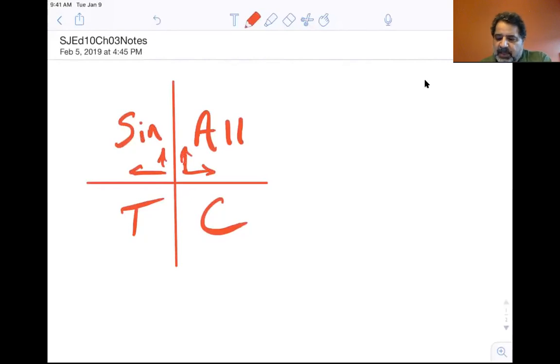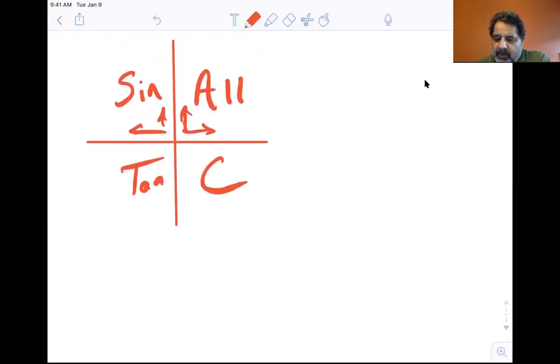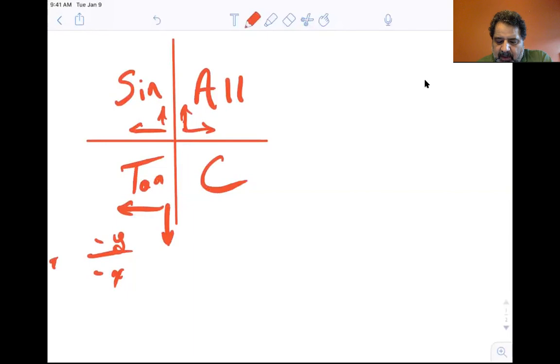So sine, all, what do you think the T stands for? Well, the tangent. You have the y is negative and the x is negative, but when you have a negative y over a negative x, you're going to get a positive. So the tangent of theta equals y over x. So the tangent ends up being positive. Guess what? The cosine is negative because the x is negative, and the sine is negative because of the negative x and negative y.